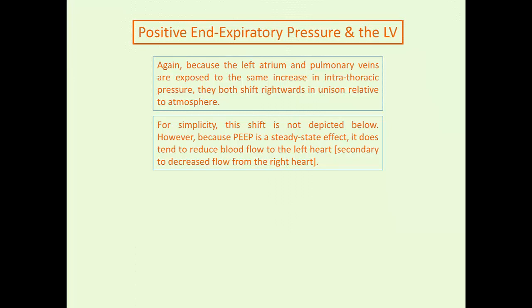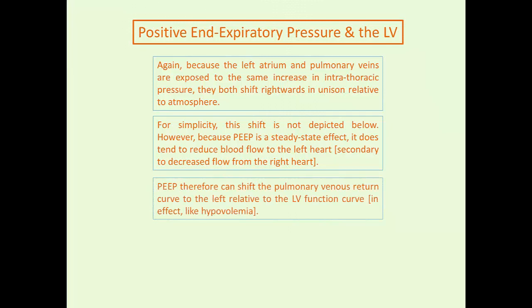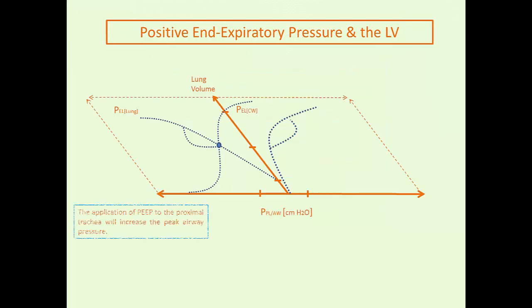And I talk about this in Chapter 7 on the wedge pressure. If you want to account for this change using the index of transmission, you can, and you can see my cartoons illustrating that physiology in Chapter 7. But I'm not depicting this shift just for simplicity. But PEEP is a steady state effect, so it does tend to reduce blood flow to the left heart, which is secondary to decreased flow from the right heart, and therefore PEEP can shift the pulmonary venous return curve leftwards relative to the left heart function curve, in effect like hypovolemia.